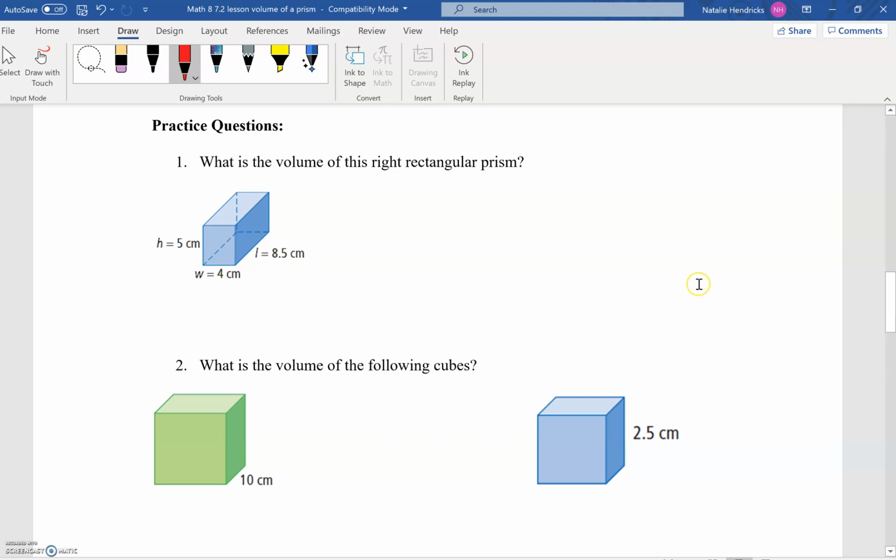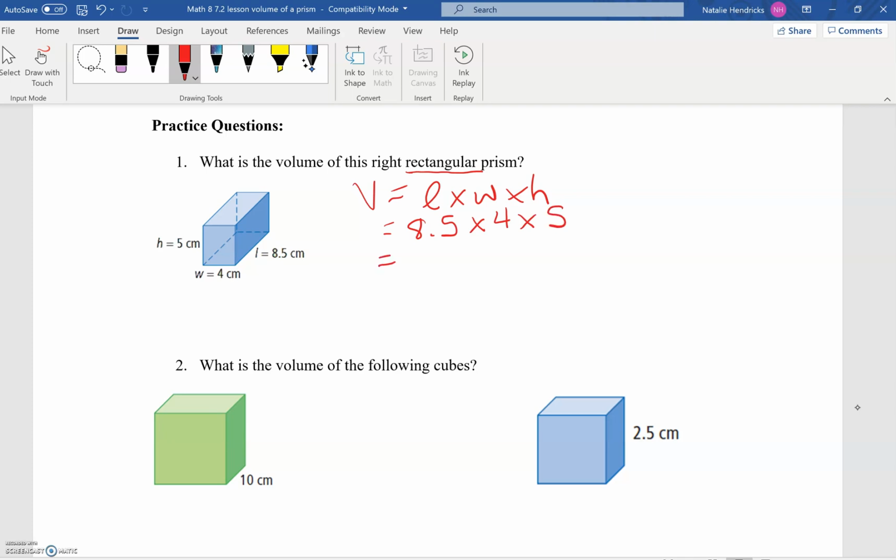All right. What is the volume of this right rectangular prism? Because it's a prism and it's rectangular, I want to use the formula volume equals length times width times height, because that's the one I would like to use. All right, so length is 8.5, width is 4, and height is 5.